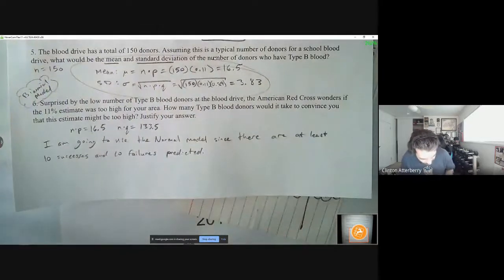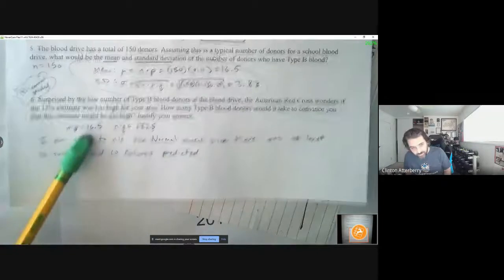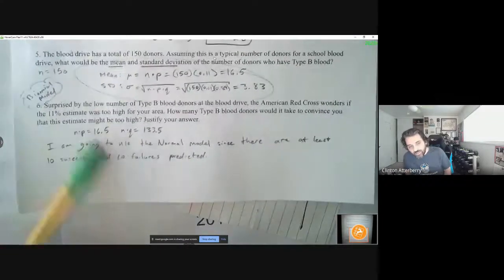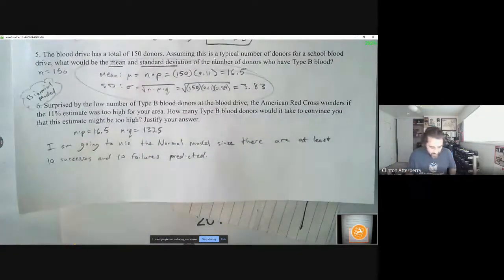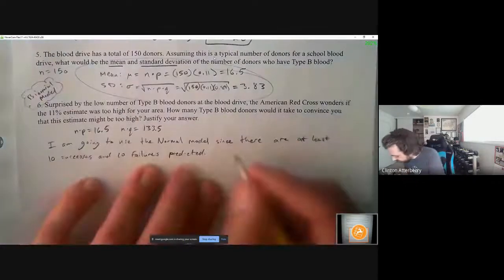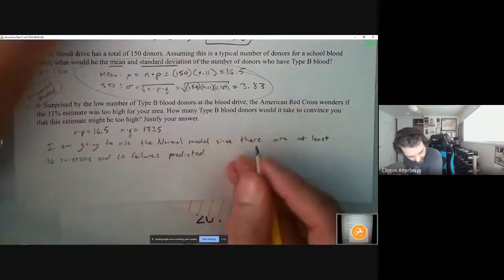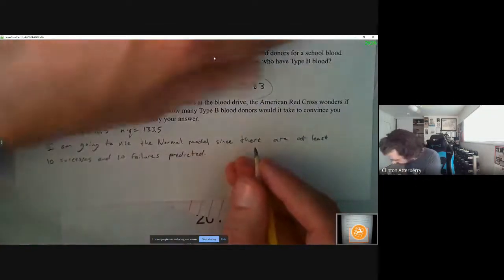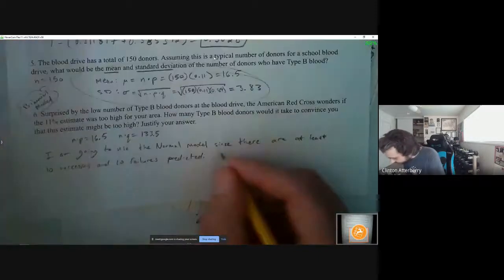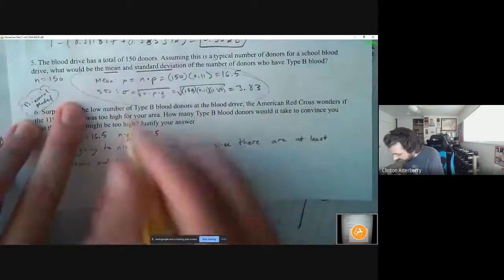So out of 150, I would expect about 16 to be type B, and about 133 or 134 to be other types of blood types, right? So I'm going to take a moment. I'm going to say the mean and the standard deviation, right?